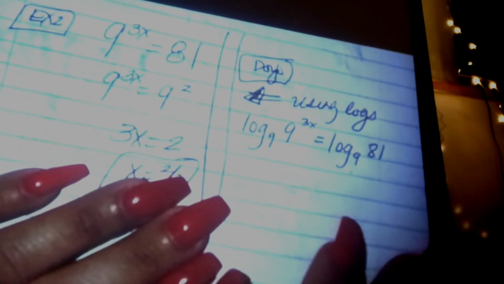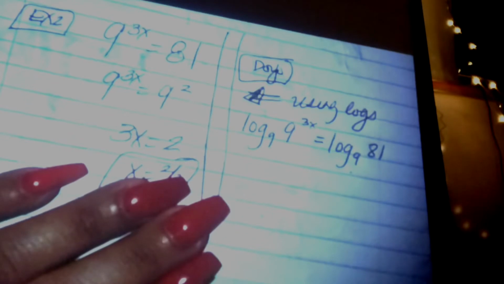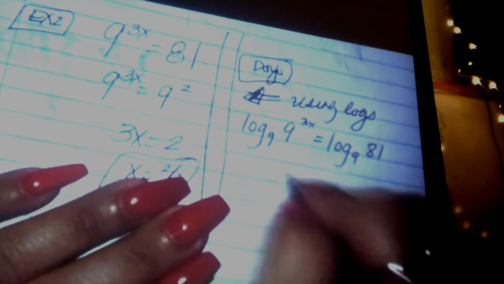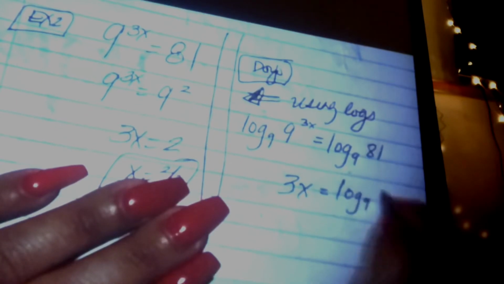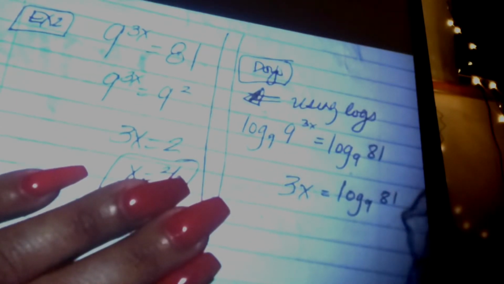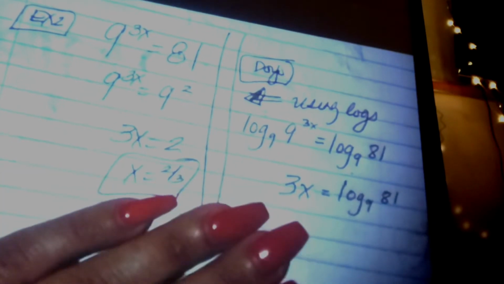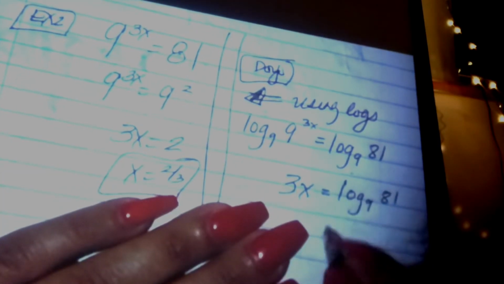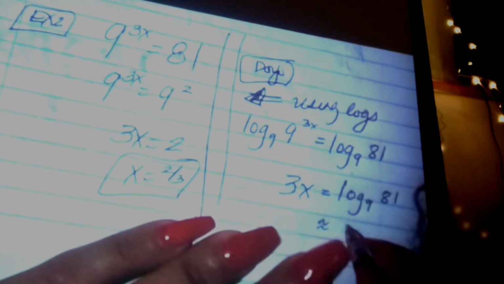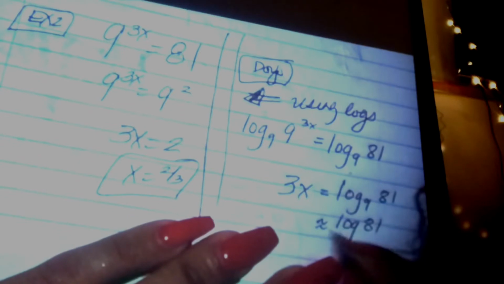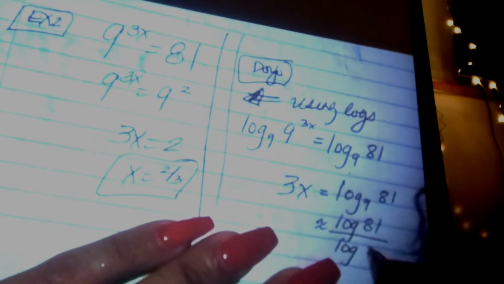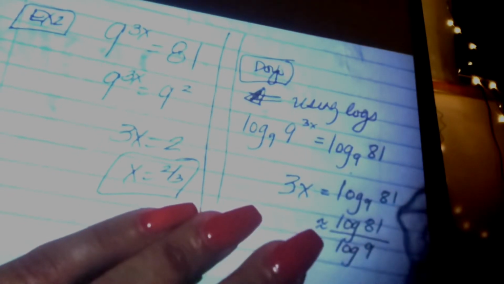Okay. How about from here, Oscar? It cancels out, so it's just 3x equals log base 9. Jeremy? Log base 9. What do I put on top, honey? What'd you get when you did that?